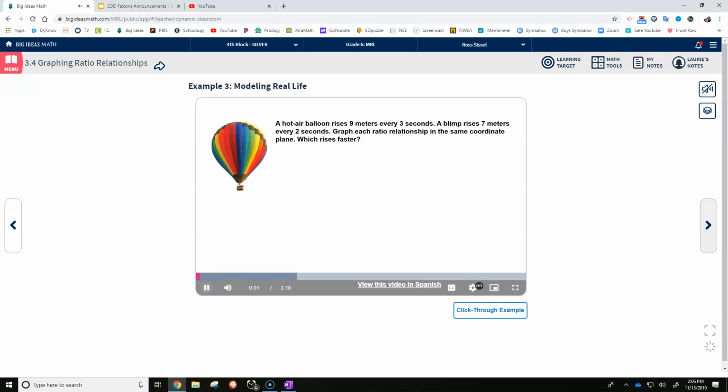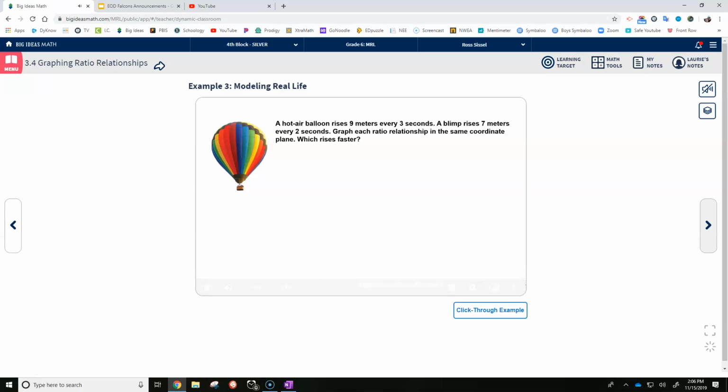Fill out your notes. A hot air balloon rises 9 meters every 3 seconds. A blimp rises 7 meters every 2 seconds. Graph each ratio relationship in the same coordinate plane. Which rises faster? Create ratio tables for each rising object, then plot the ordered pairs, time and height, from the table and use the graph to determine which rises faster.